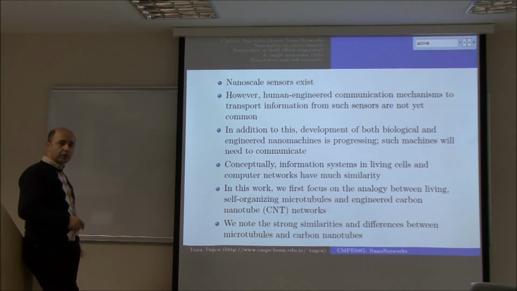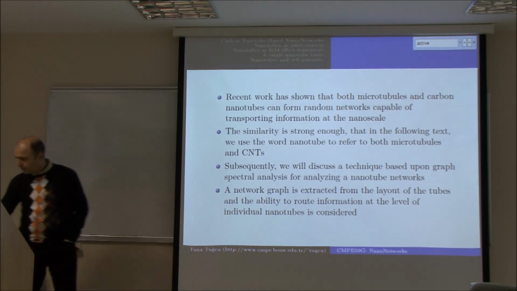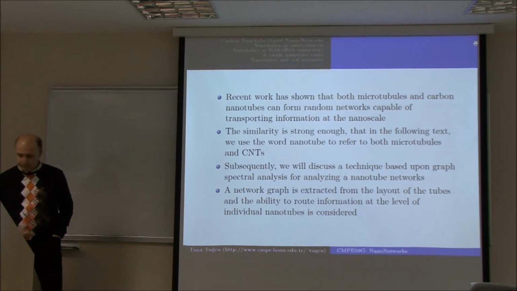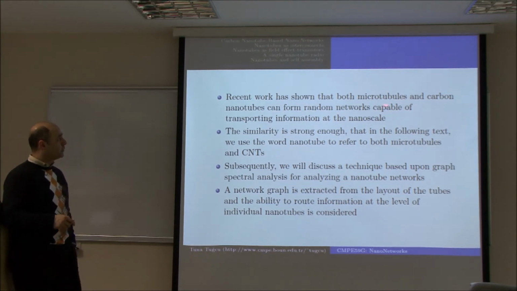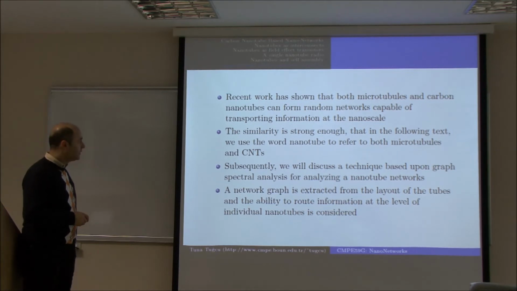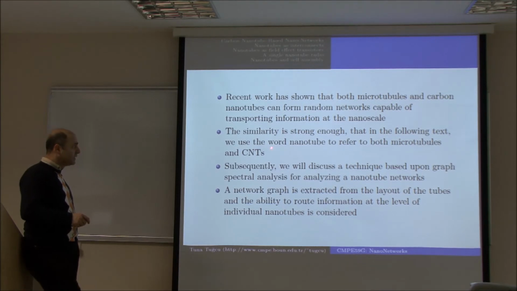So there are some strong similarities, but there are also some differences between the microtubule networks and the carbon nanotube networks. In recent work, it has been shown that both the microtubules and the carbon nanotube networks can form random networks, which are capable of carrying information at the nanoscale. The similarity is strong, and therefore, in the following text, we will be using the term nanotube sometimes to mean the microtubules and sometimes to mean the carbon nanotubes.